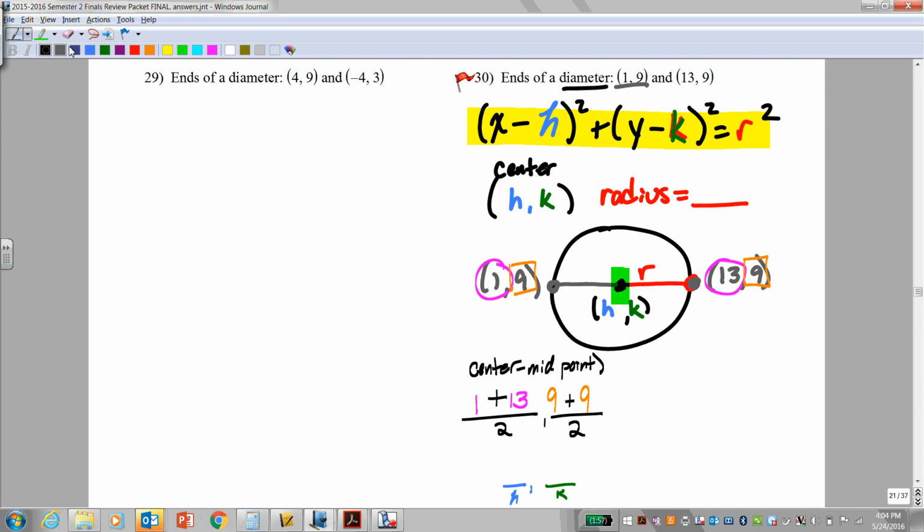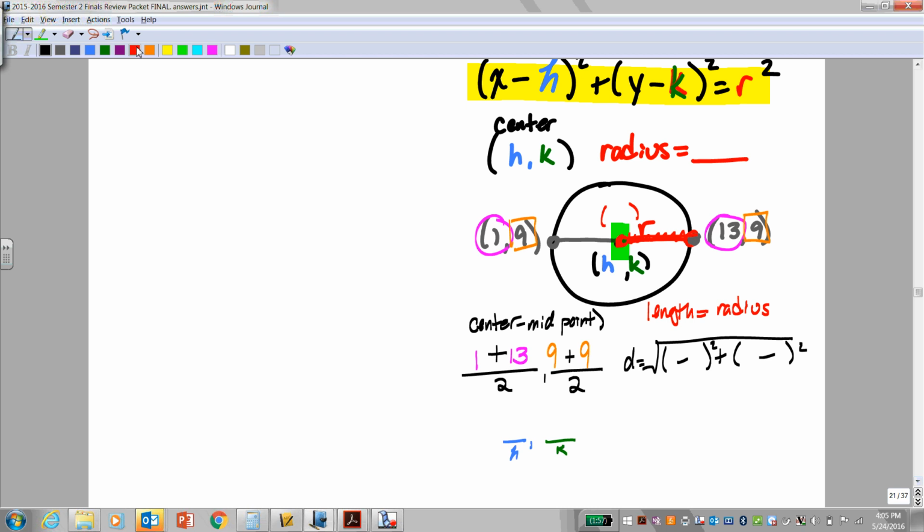Now, once you have that, then we're going to find the length of the radius, which, of course, is a distance concept. So you're going to find the distance between the center and one of these endpoints. It doesn't matter. Just write your distance template. Leave your answer in simplified radical form. That's going to find you your radius. Once you have these items, the h, the k, and your radius, then you can plug them up here, clean up your equation, and you're done.